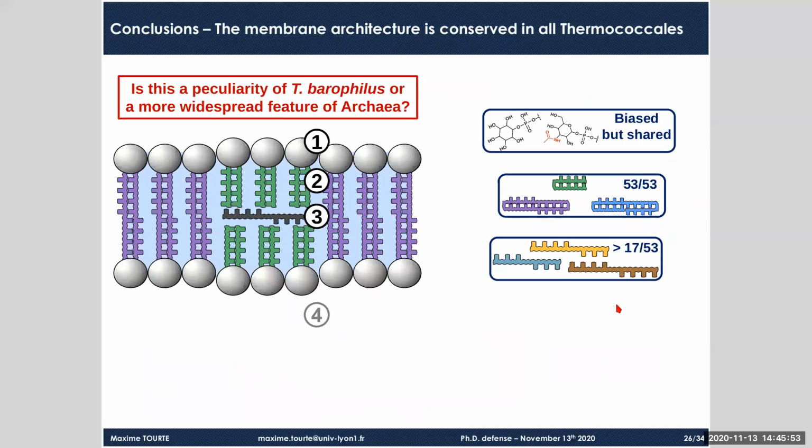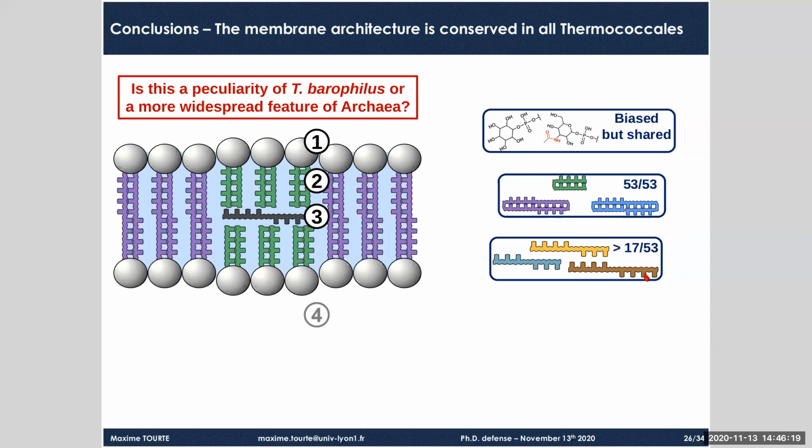Putting all our results together that we obtained so far, what we can say is that Thermococcales share a common set of polar head groups that is biased. They also are all capable of synthesizing both diethers and tetraethers. And finally, the apolar polyisoprenoid could be widespread in this archaeal order.